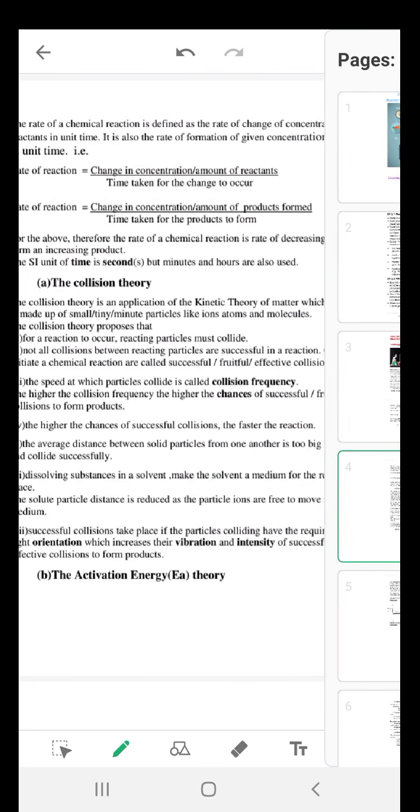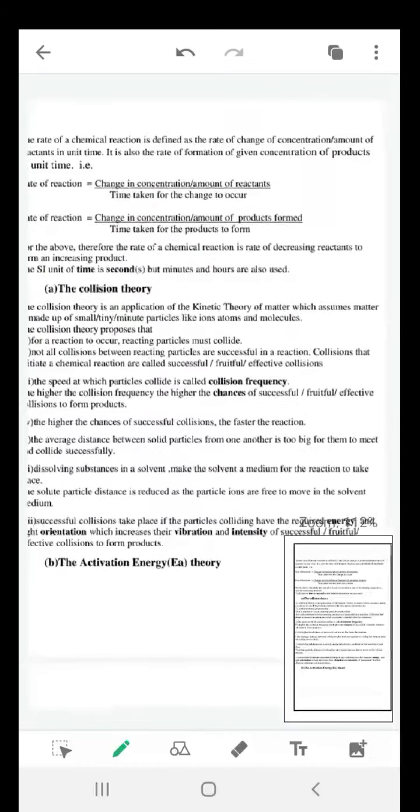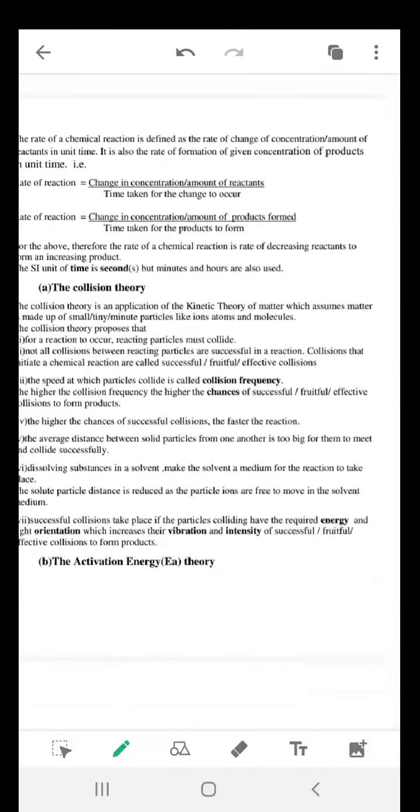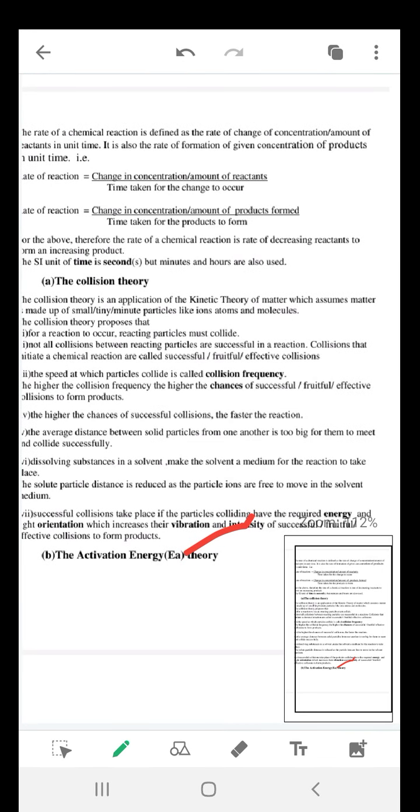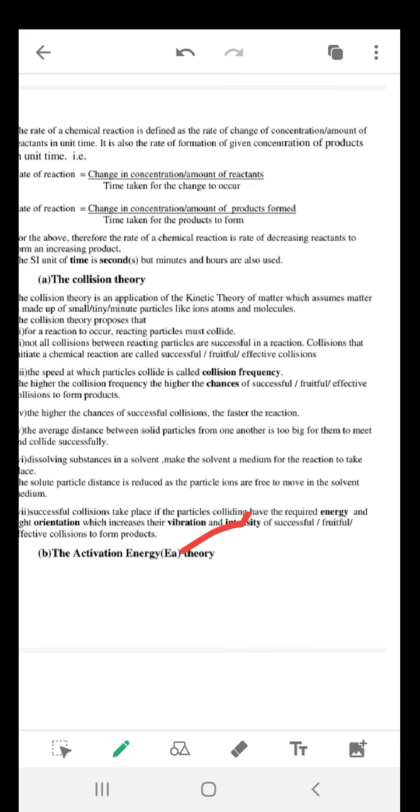Let's look at these theories. The collision theory is applicable for the kinetic theory of matter, which assumes that matter is made up of small, tiny particles, like ions, atoms, and molecules. The collision theory has some proposals. This collision theory is an application of the kinetic theory of matter, the one you were taught in Form 1.